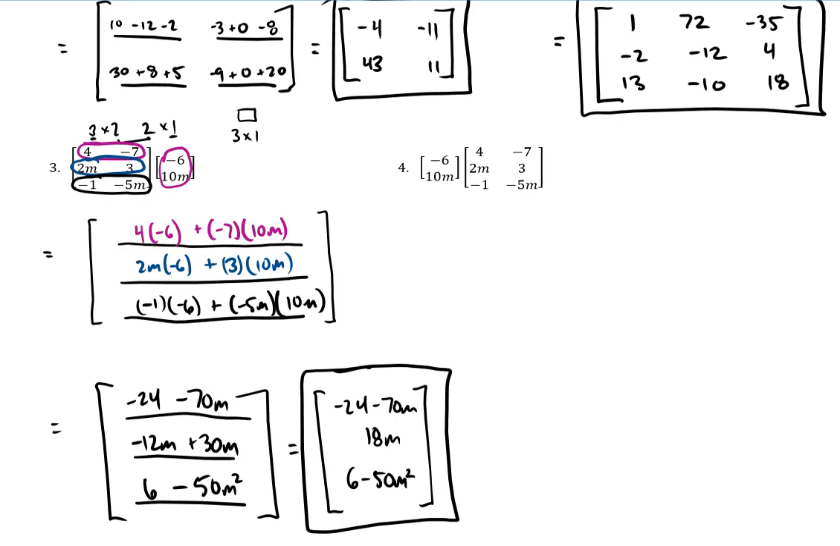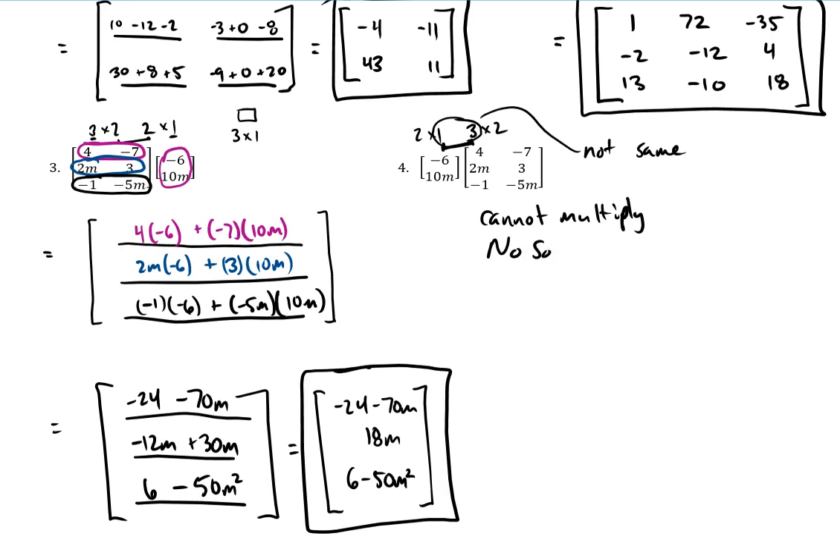All right, this last one, let's see what happens. This time around, I want to know the dimensions. This has 2 rows, 1 column. This one has 3 rows and 2 columns. On this problem, it's good because we won't have much work to do. These 2 inner numbers are not the same, so that means we cannot multiply. So we might just say no solution, or we might say we just can't multiply.